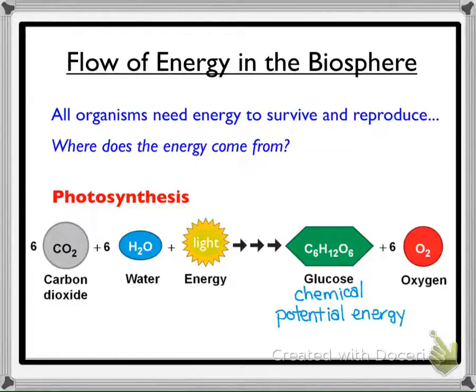Interestingly, of all of the light that reaches the Earth's surface, only a tiny fraction of it is actually absorbed by plants through the process of photosynthesis. However, this small amount of energy that's added to the biosphere is enough to produce 150 to 200 billion tons of organic matter each year.